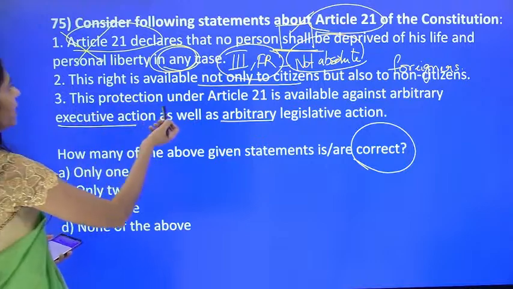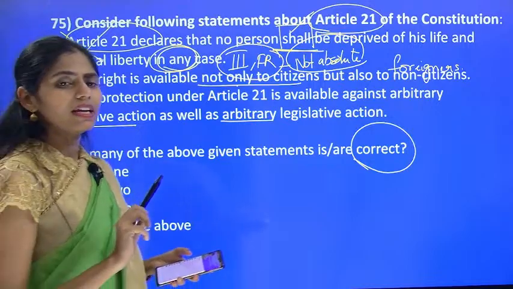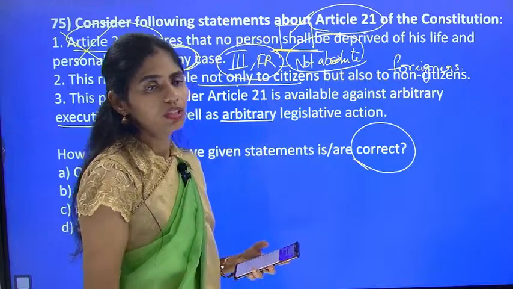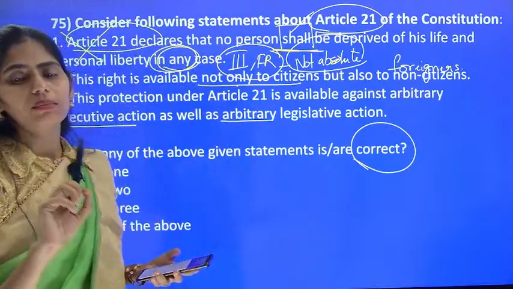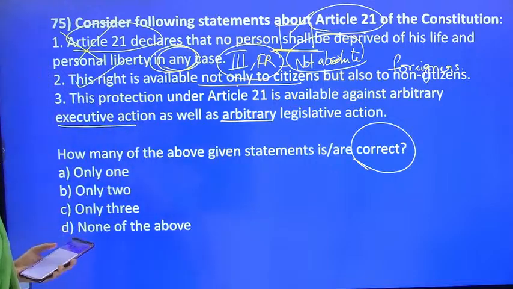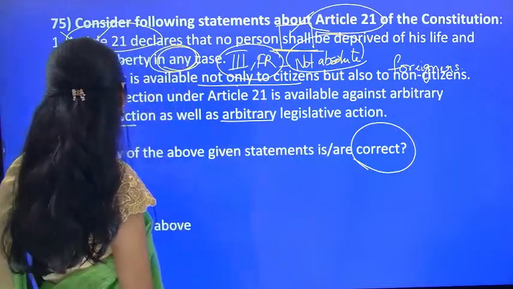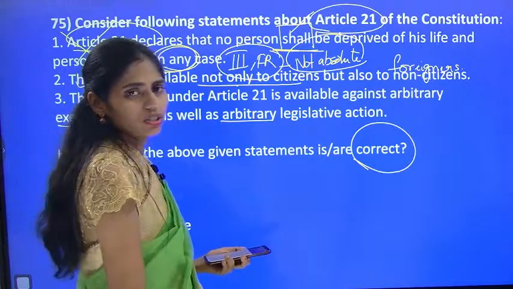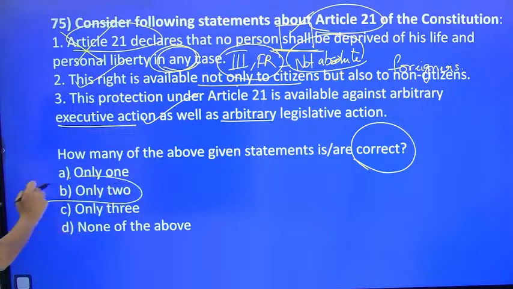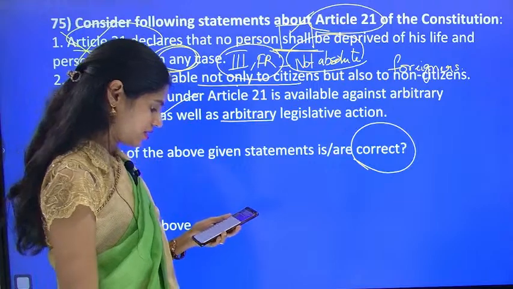And the next one: this right is available not only to citizens but also to foreigners. There are some fundamental rights given exclusively to citizens and some for both. Article 21 is available for both Indians and foreigners, so this second statement is correct. And next, the protection under Article 21 is available against arbitrary executive action as well as legislative action. Yes, this is also absolutely correct. So the correct option is B, only 2. Very good Kavya. Okay. Clear?